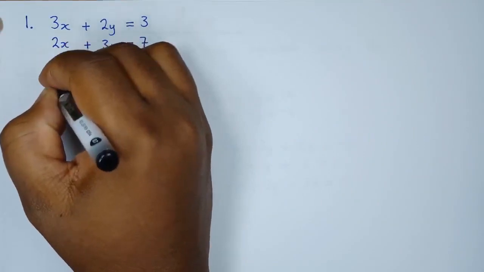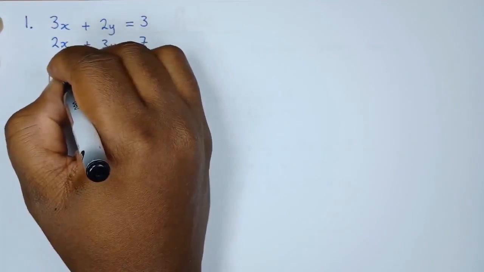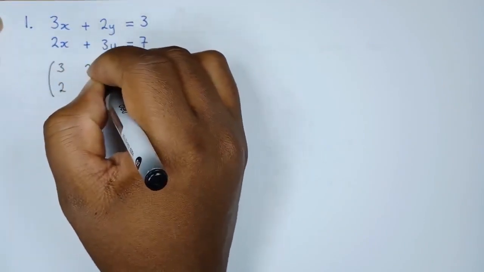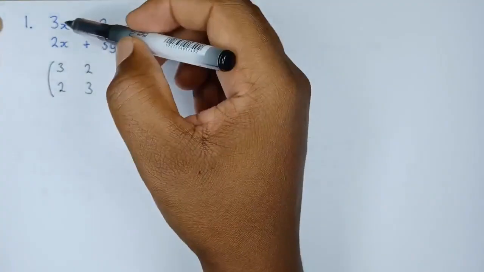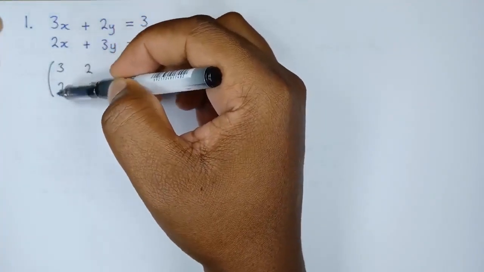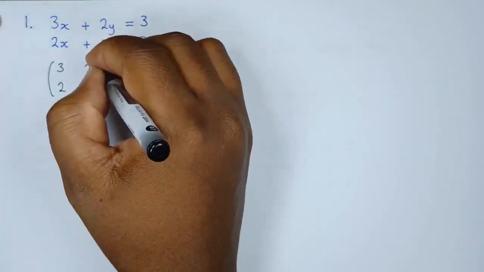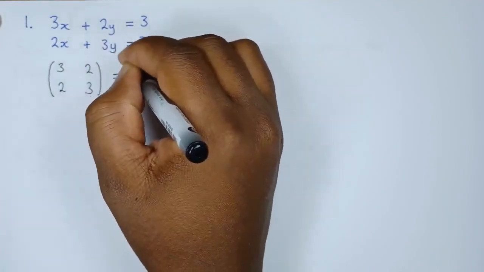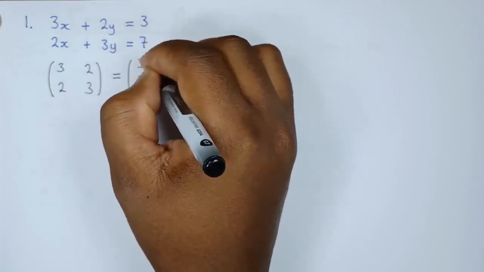This matrix, the first one, will be a 2 by 2, with 3 there, 2 there, 2 there, 3 there. This matrix that I've formed is just formed by the coefficients: the 3, the 2, which is that one, the 2, the 3, which is that one, like that. Then I'm going to do this. This whole thing is equal to whatever we have here, which is 3 and 7.